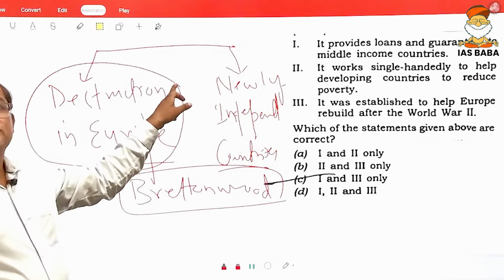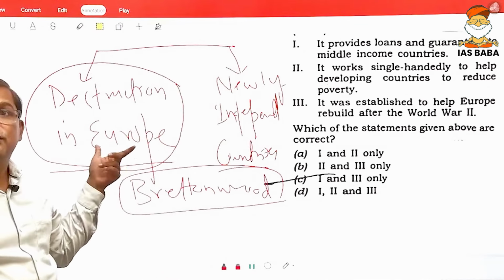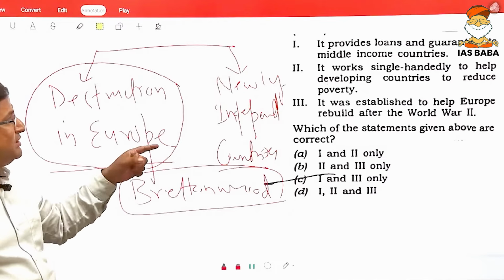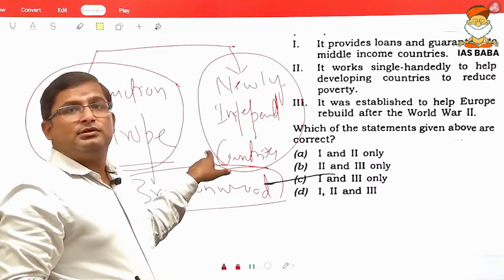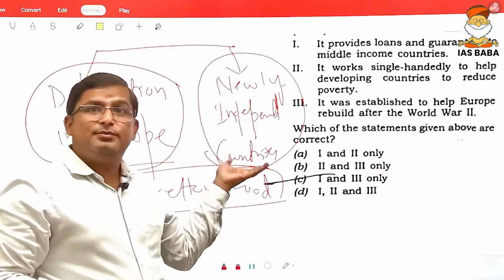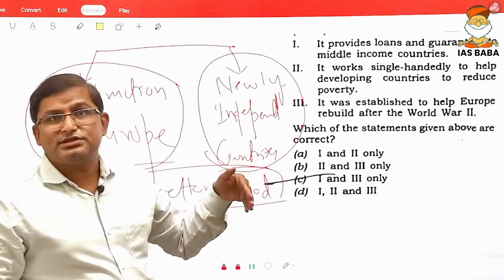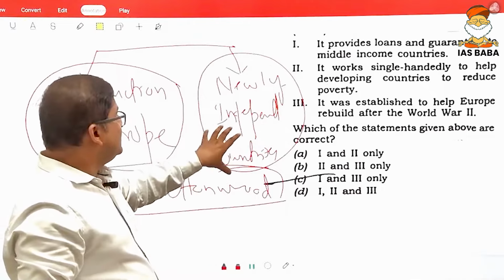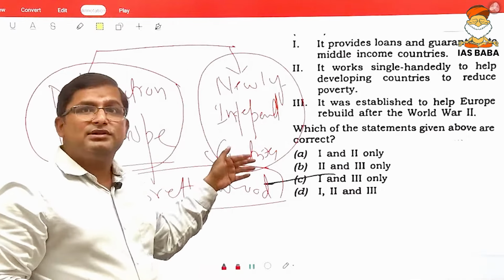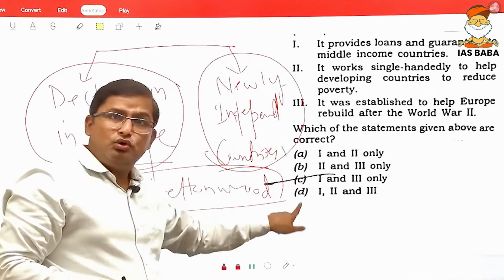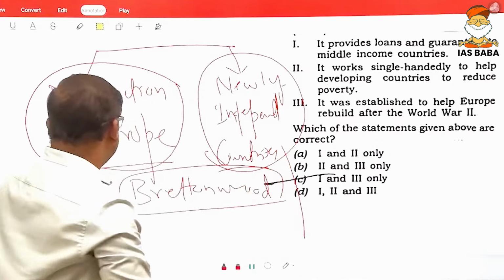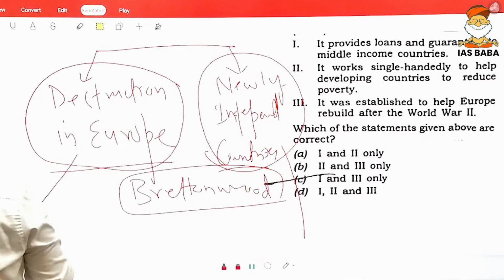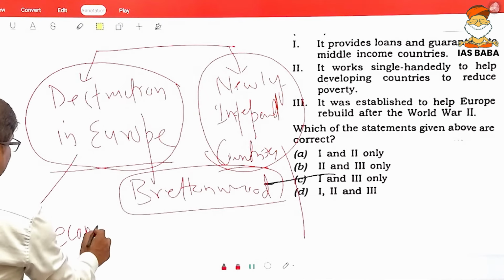reconstruct the countries which were destroyed in World War II in Europe, as well as newly independent countries. There was an increase in the newly independent countries due to decolonization. So due to decolonization, newly independent countries were emerging. So they need loans for their development, and European countries which were destroyed need reconstruction. So European countries were in need of reconstruction.